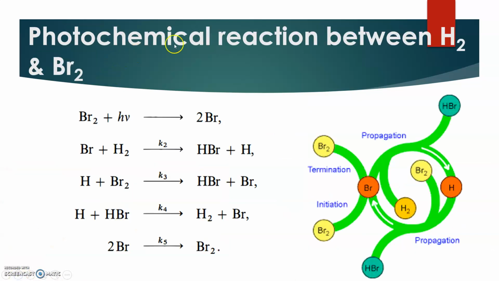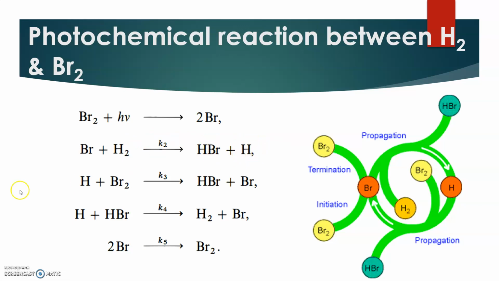Let us look into the photochemical reaction between hydrogen and bromine. The mechanism for photochemical reaction between bromine and hydrogen follows the same kinetic law as the thermal counterpart. In presence of light, h nu, the bromine molecule decomposes to give two atoms of bromine. One of that atom reacts with the hydrogen molecule to give hydrogen bromide and one hydrogen atom is liberated.